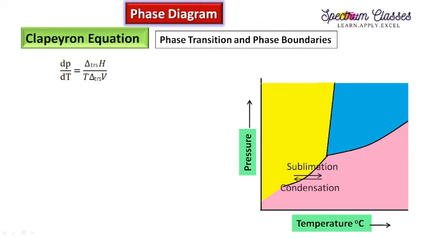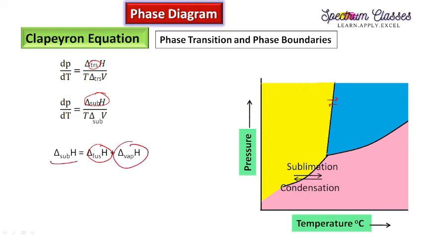Now coming to the next equilibrium, that between solid and gas. Here we have sublimation and condensation. So rather than writing transition, we write sublimation. Here I have written ΔH sublimation upon T ΔV sublimation. As we all know, ΔH sublimation is equal to ΔH fusion plus ΔH vaporization, fusion meaning solid to liquid. Therefore, if we evaluate this equation, we get a steeper curve than the liquid-gas equilibrium.